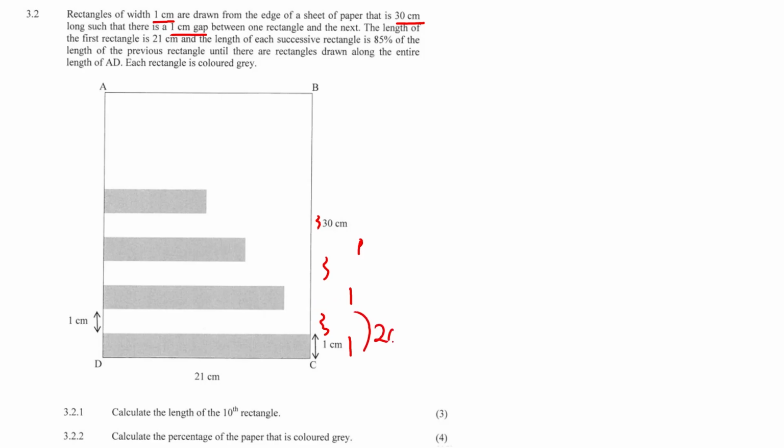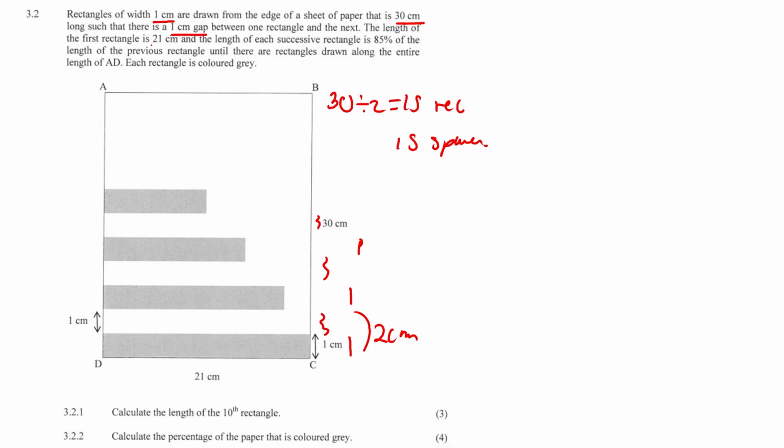So the whole of this would be 2 centimeters, right? So how many rectangles are we going to have? How many of these shaded rectangles are there going to be? Well, it's just going to be 30 divided by 2. There's going to be 15 rectangles, and there's also going to be 15 spaces.